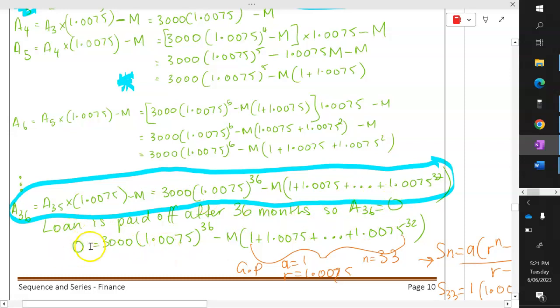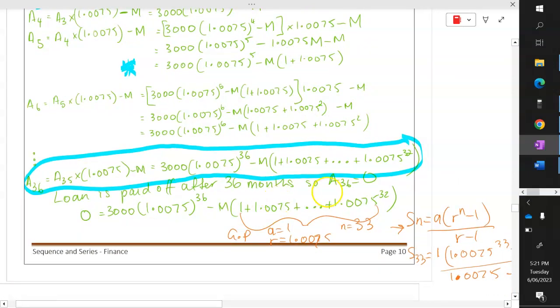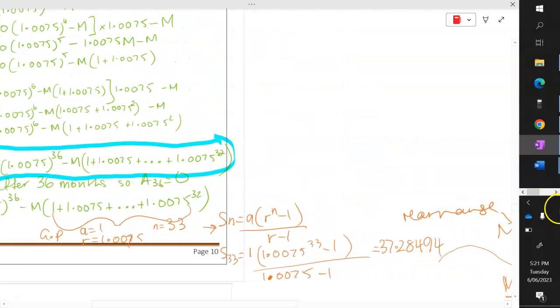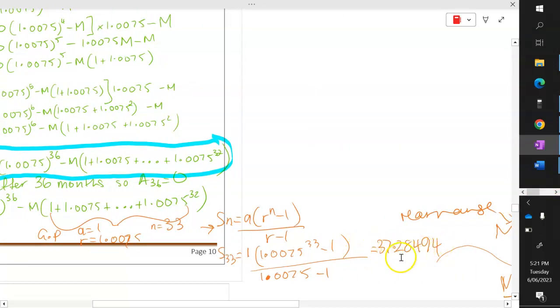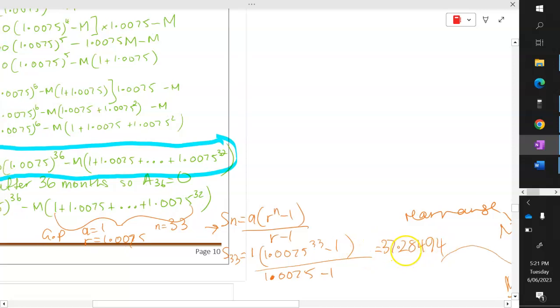So I popped a 0 here where I've had my A36. And here's my equation from above. And I now need to rearrange this equation to find a value for M. Now, last time I just rearranged it straight away, but this time what I've decided to do was, well, let's just figure out what the sum of our GP is here. So it's a GP of a being 1, r being 1.0075, and we've got 33 terms. Because our r is bigger than 1, I've popped it into that formula. And when I've done that, I've ended up with this value of our sum to 33 terms.